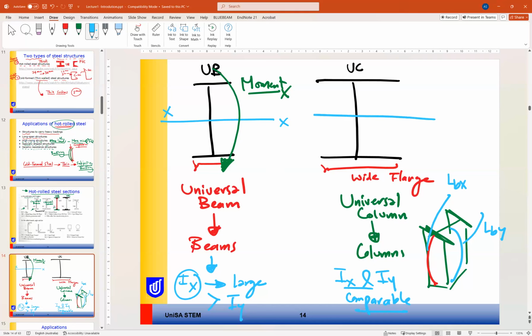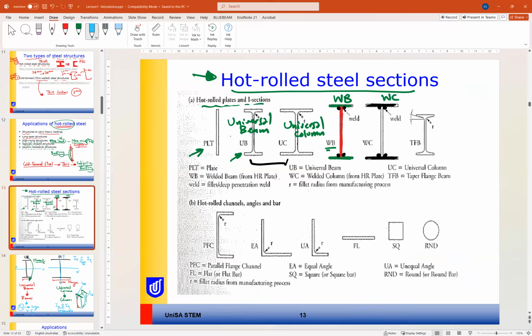That's why we need Ix to be close to Iy. That's why they make the flange wider in the universal column sections. Okay, so this is the logic behind the shape of the hot rolled universal beam and universal column.